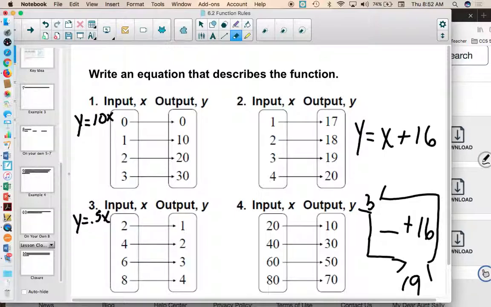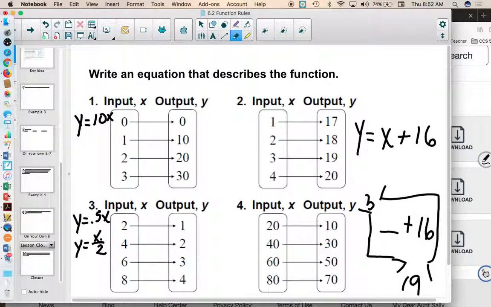Is there another way I could have written it? Is there another way that I could write it, Ridley? Y equals x over 2. Y equals x divided by 2. Either way is acceptable. You're going to get the same thing.